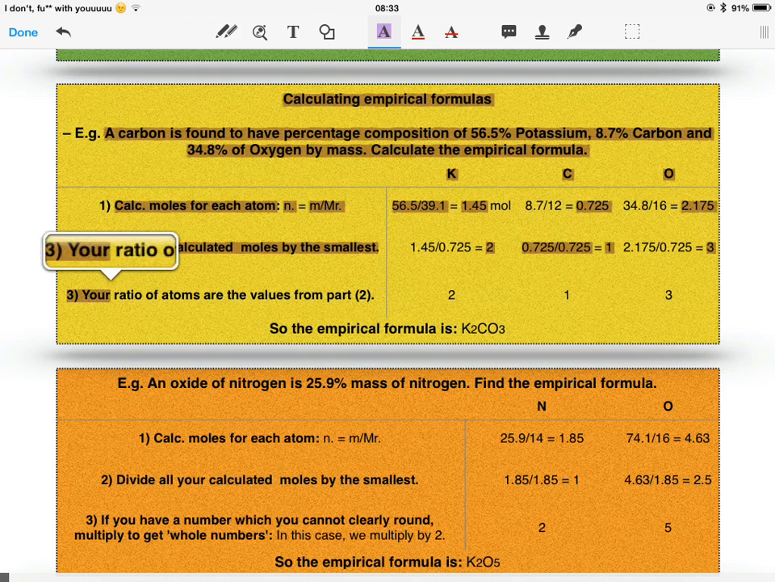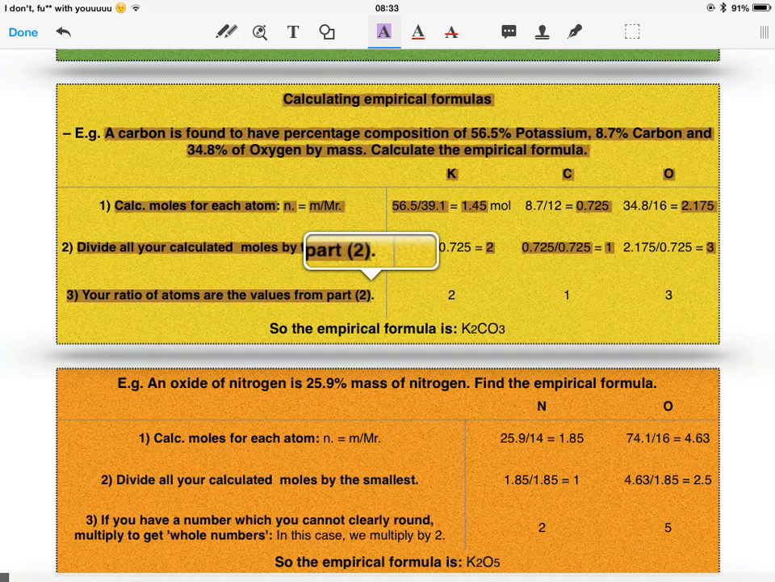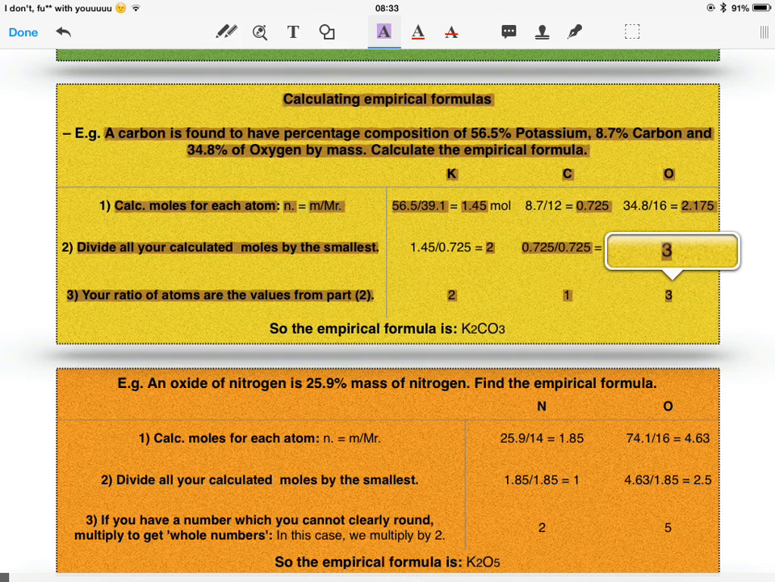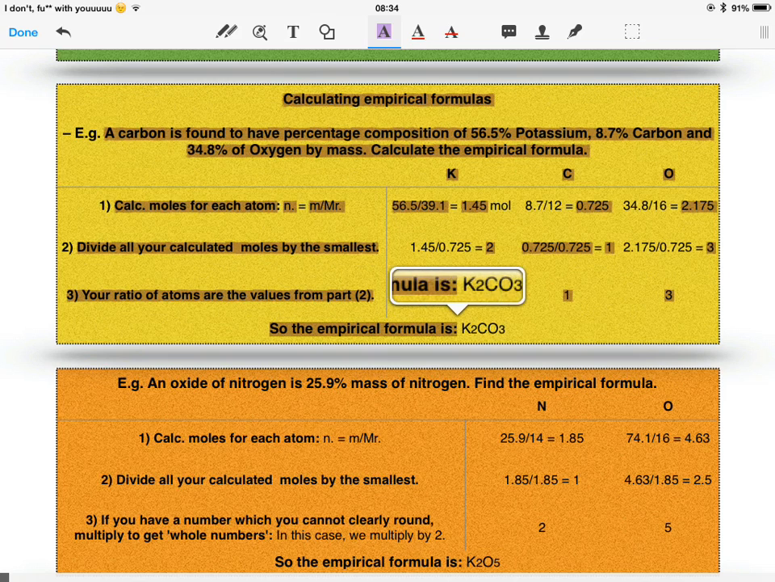And the ratio of atoms that we got from that step is the ratio of the atoms in the empirical formula. So it's 2 to 1 to 3. So then we can deduce that the empirical formula is K2CO3.